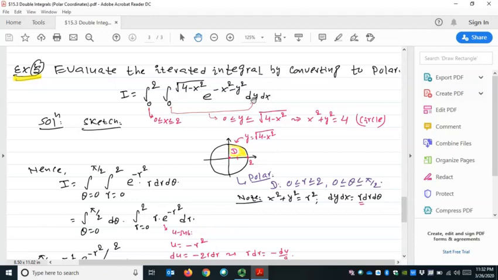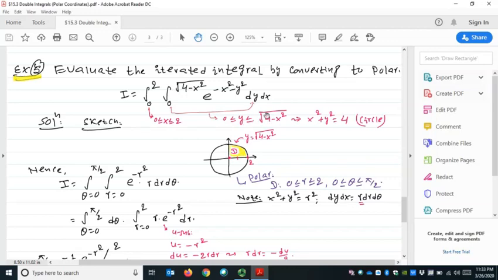The given double integral is the integral from 0 to 2, the integral from 0 to radical 4 minus x square, of the integrand function e to the power negative x square minus y square, and first we are integrating with respect to y, dy, and then dx. So the inner integral is over y and the outer integral is over x. From the inner integral, this is the y limit: y equals 0 is the lower limit and y equals radical 4 minus x square is the upper limit.